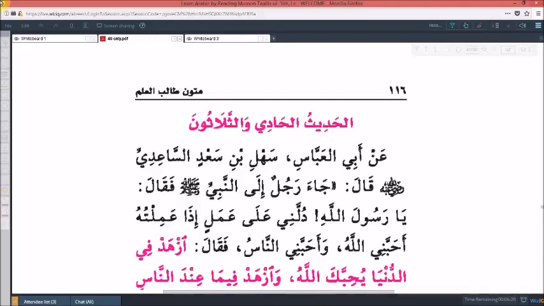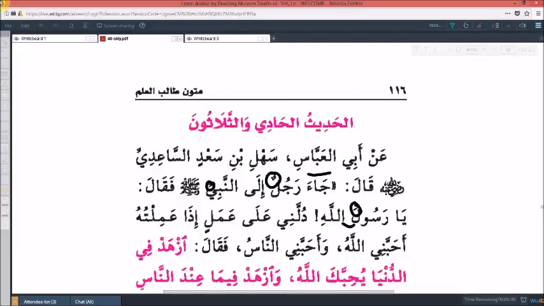Radiallahu anhu. Qala ja'a rajulun ila nabi sallallahu alayhi wa sallam. Ja'a is a fi'l. This fi'l, is it madi, mudari, or amr? It's madi. Where's the fa'il? It's not hidden. It's right here. Rajulun, marfu'. A man came. Ila nabiyyi sallallahu alayhi wa sallam. Nabiyyi after ila. Faqal. He said, Ya Rasulullah. This is mansoob because it's mudaf ilayh after ya.